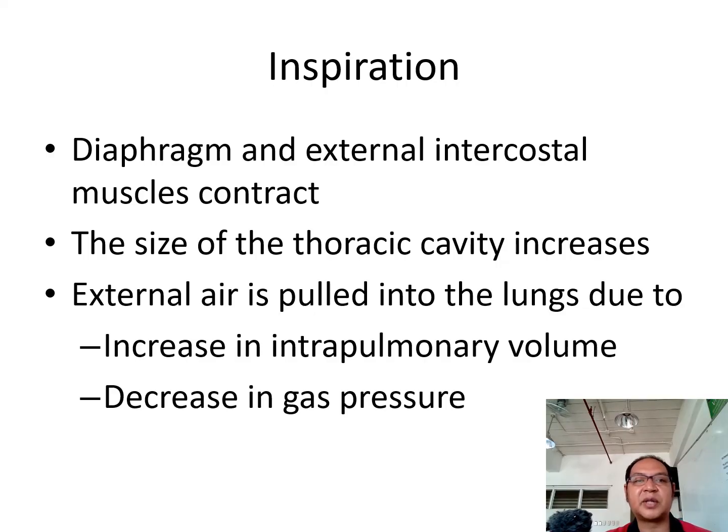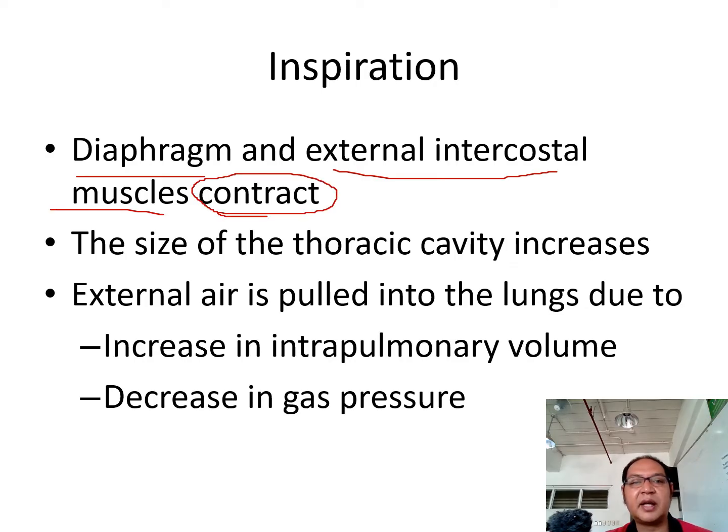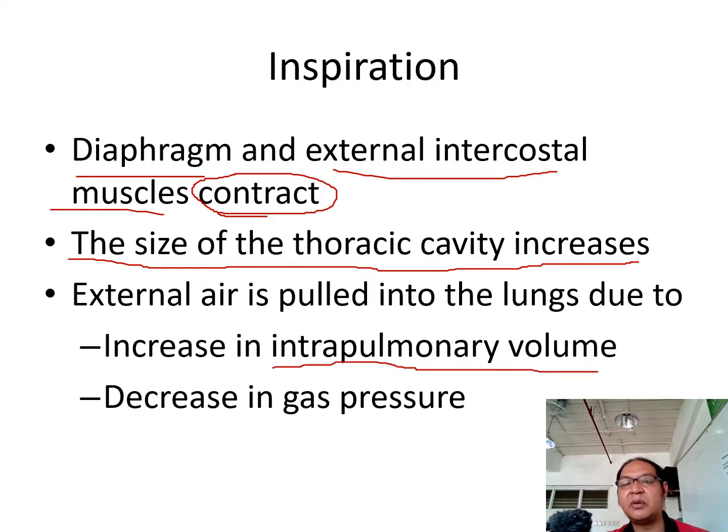Okay? So to summarize, during inspiration, the diaphragm and intercostal muscle contract. Remember, contract. Okay? The diaphragm flattens, the external intercostal muscle pulls the ribs, the size of the thoracic cavity now increases, and the external air is pulled into the lungs due to the increase in intrapulmonary volume and decrease in gas pressure. So again, the theory: if the volume increases, the pressure decreases. Air will go in. That is inspiration.